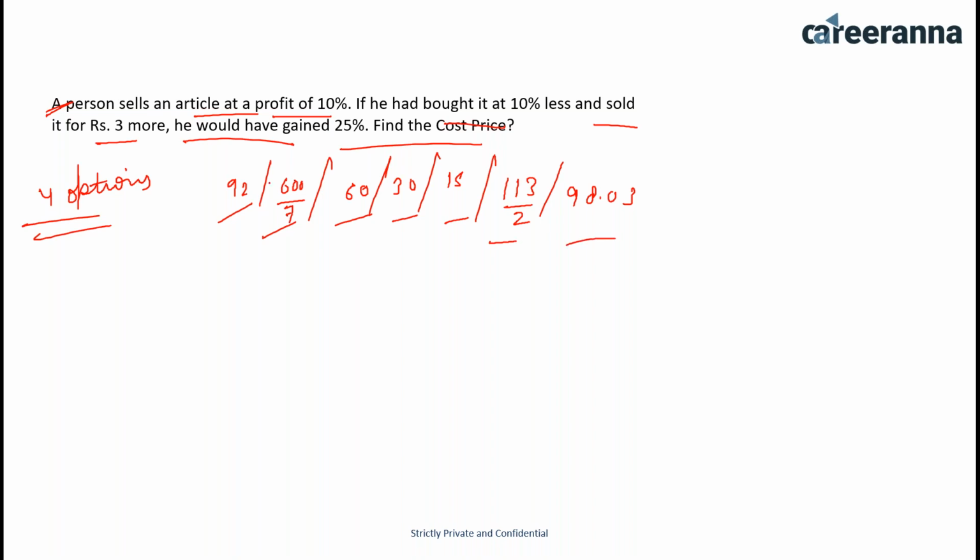Guys, you have to understand the question and then we'll solve. Okay, so the question says a person sells an article at a profit of 10%. If he had bought it for 10% less and sold it for 3 rupees more, he would have gained 25%. What is the cost price? Okay, guys. So it's a very easy question. Let me show you how.